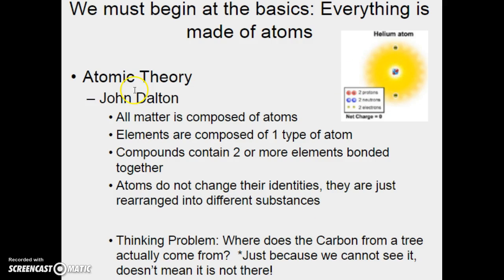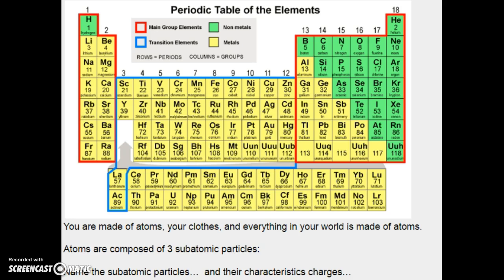So here's a picture of a helium atom. We're going to start off with the basics. Here's the periodic table of elements, and it's organized in a very particular way. We'll make sense of this as we go. So you are made of atoms. Your clothes and everything in your world is made of atoms. If it is something, it's made of stuff, and those stuffs in their basic form are atoms.